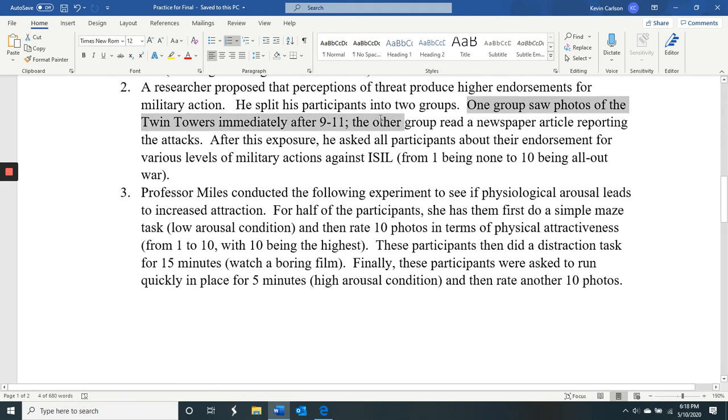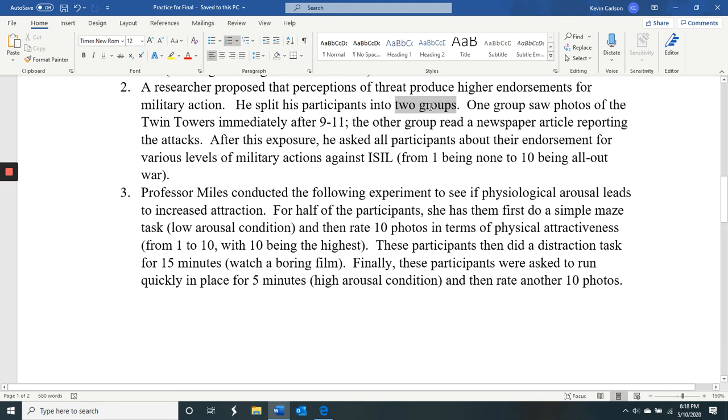So we can read further. So we see one group sees the photos of the Twin Towers after 9/11, and the other, a separate group, reads a newspaper article about the same attacks. So after they see this thing, after the IV, they're asked about their endorsement for military action against ISIL, and this is 1 through 10. So 1 through 10 is interval, and again, there's 2 separate groups here, so it's between subjects.